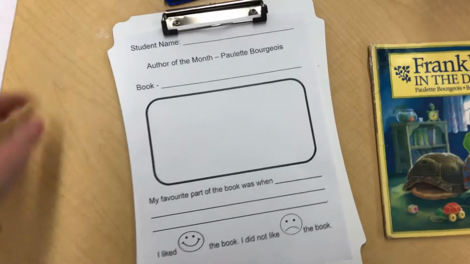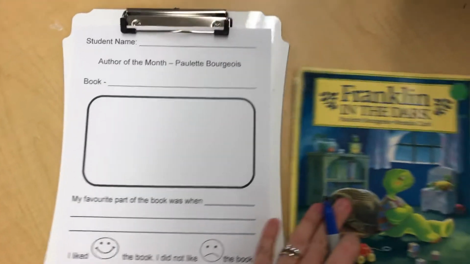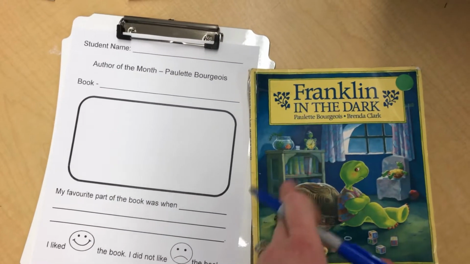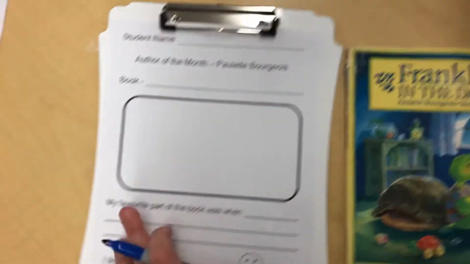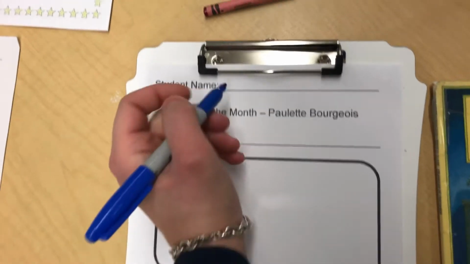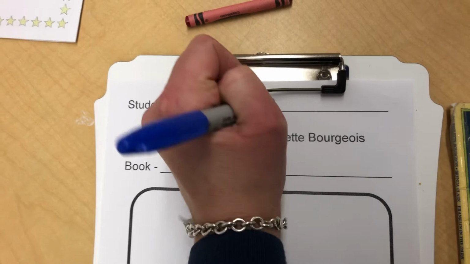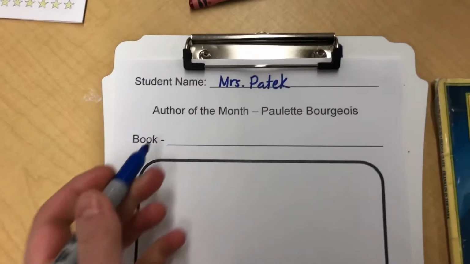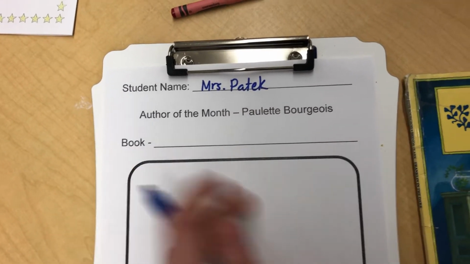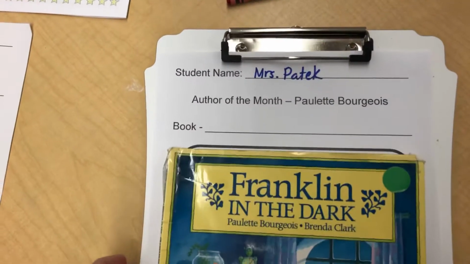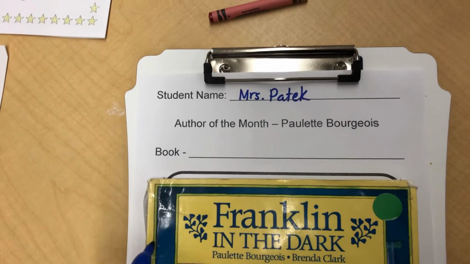So here you have it. Here is the worksheet, and I'm going to use a blue marker just so you can see it a little bit better. This is the book that we've read, so I posted on YouTube. Listen to the story first so that we can then fill out the worksheet. So of course, first thing, it says student name. You're going to write your name. I of course will write Mrs. Paddock. Okay, so Mrs. Paddock. And it says author of the month, Paulette Bourgeois. And the book that we're reading is this one here, Franklin in the Dark. So you're going to write Franklin in the Dark over here, okay?